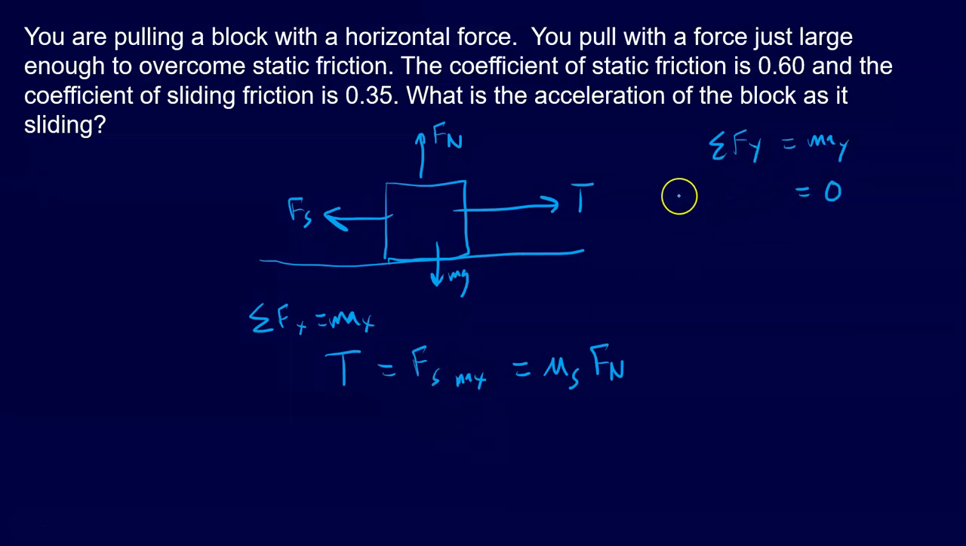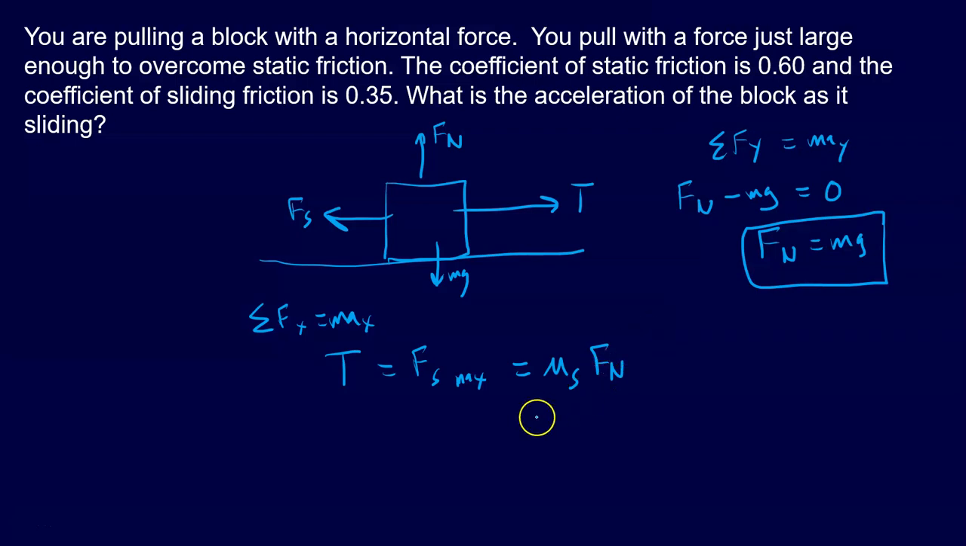And so here in the y direction, my forces are force normal minus mg, sort of typical. And then because there's no acceleration up and down, my force normal is mg. This will happen often. You've got to be careful. It won't happen all the time, but it will happen often. And so over here, this maximum force that we're pulling with, the tension, is mu sub s mg. And so we're just at that point where the static friction is about to change.